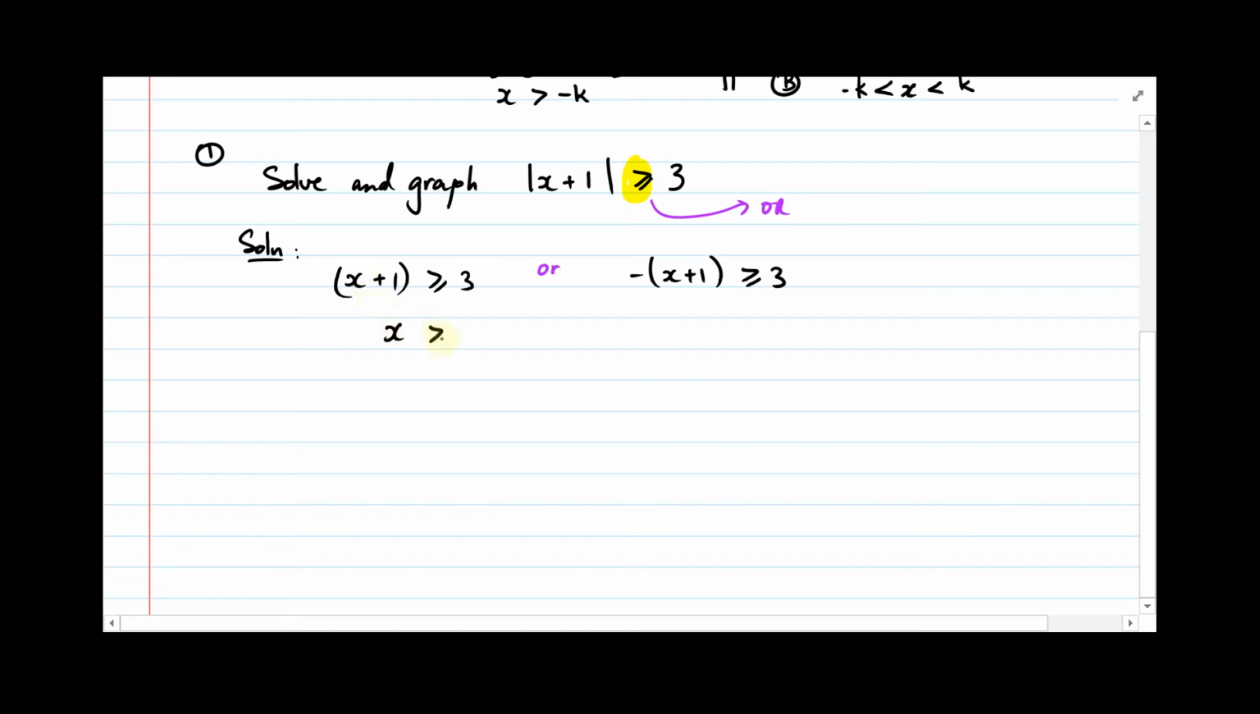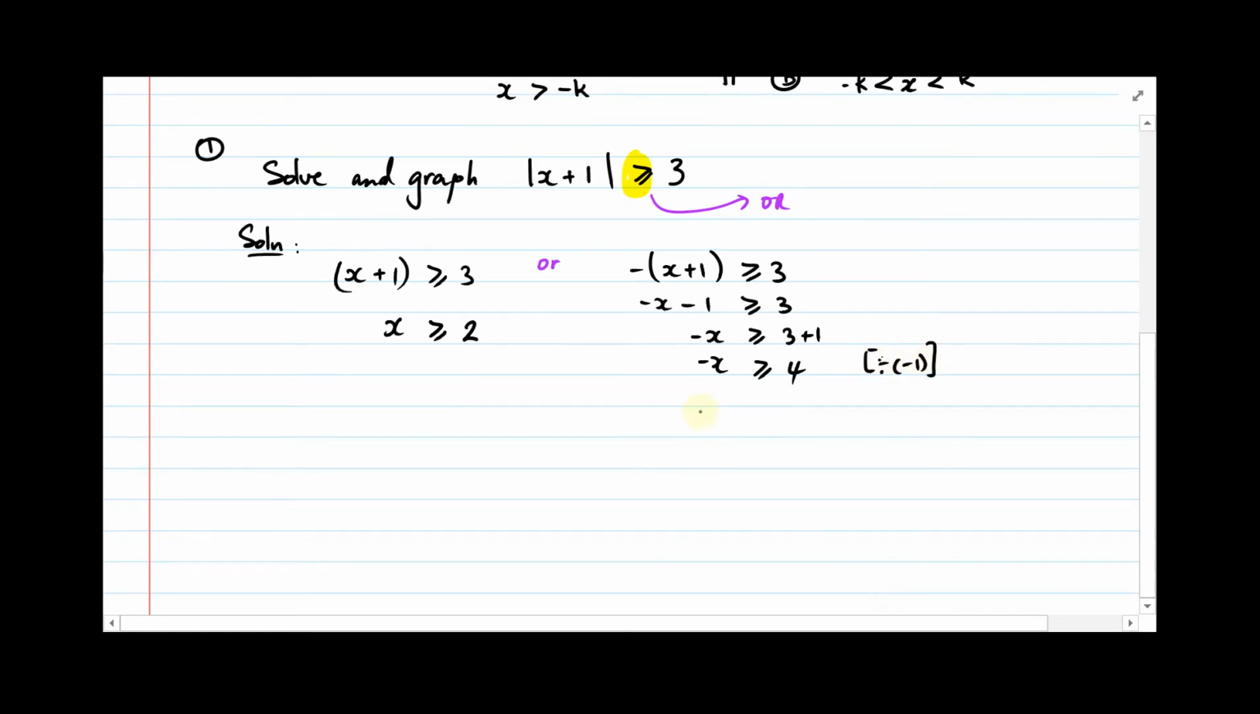So removing the bracket, grouping all the numbers on one side: negative x minus 1 is greater than or equal to 3. Negative x is greater than or equal to 3 plus 1. If I now divide both sides by negative 1, remember the inequality: negative x over negative 1. If I'm dividing, I'm going to be reversing this. And my solution, simplifying, we get x is less than or equal to negative 4.